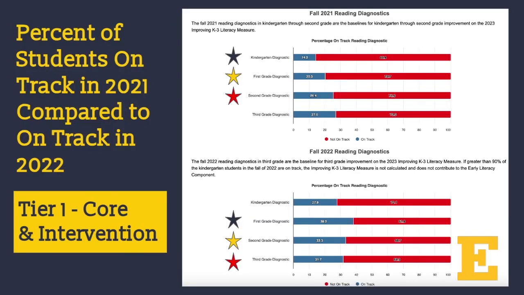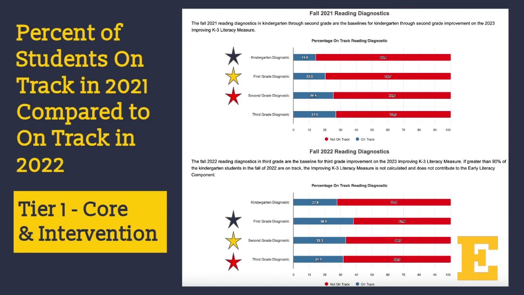The next slide is looking at the percent of students that were on track in 2021 compared to the students that are on track in 2022. This is looking not only at our tier 1 core instruction, but also the core instruction combined with intervention. What you'll notice is that in 2021, 14.2% of our kindergarten students were off track versus in 2022, 27.9% of kindergarten students were off track. So every year, if you look from the top graph to the bottom graph, we're increasing our number of on-track students.